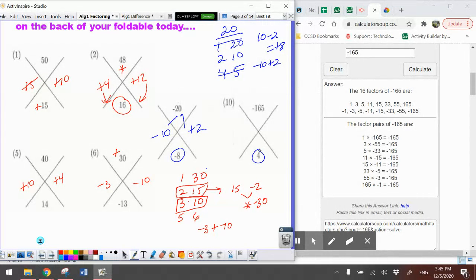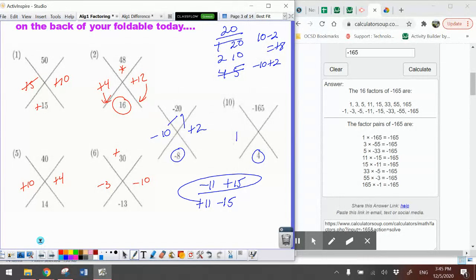So if I look over here, I see 11 and 15. Well, I have two choices. I can use negative 11 and positive 15, or I can use positive 11 and negative 15. Which one of those is going to give me a positive 4? Yeah, this guy. So positive 15, negative 11.